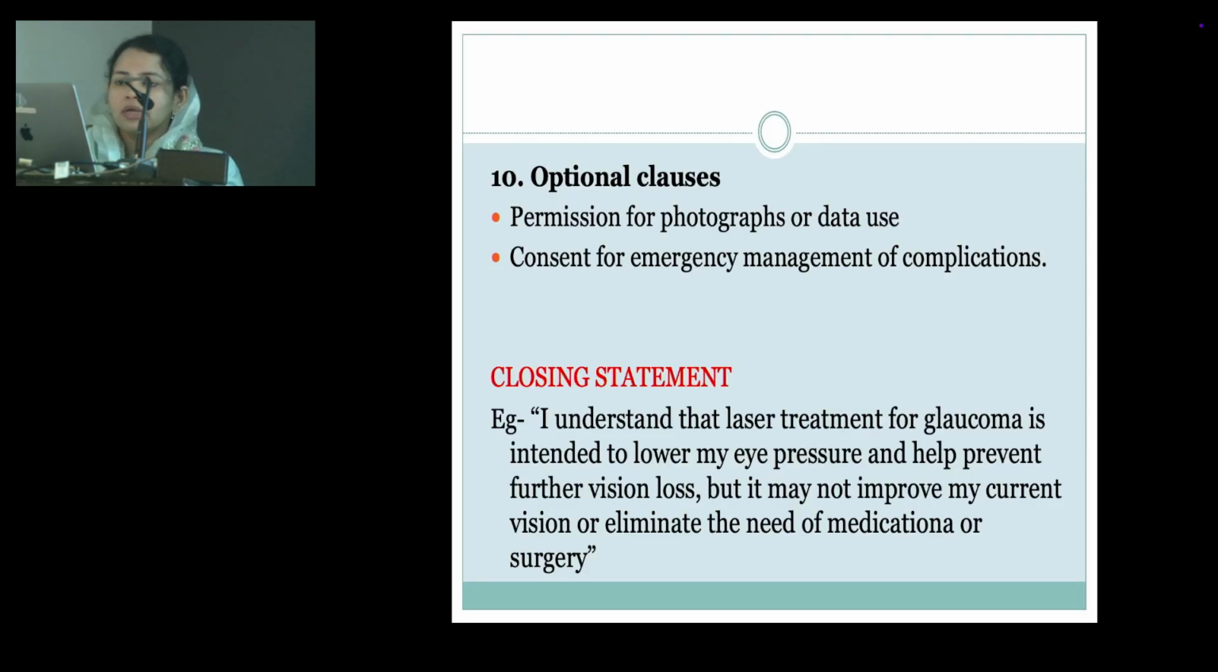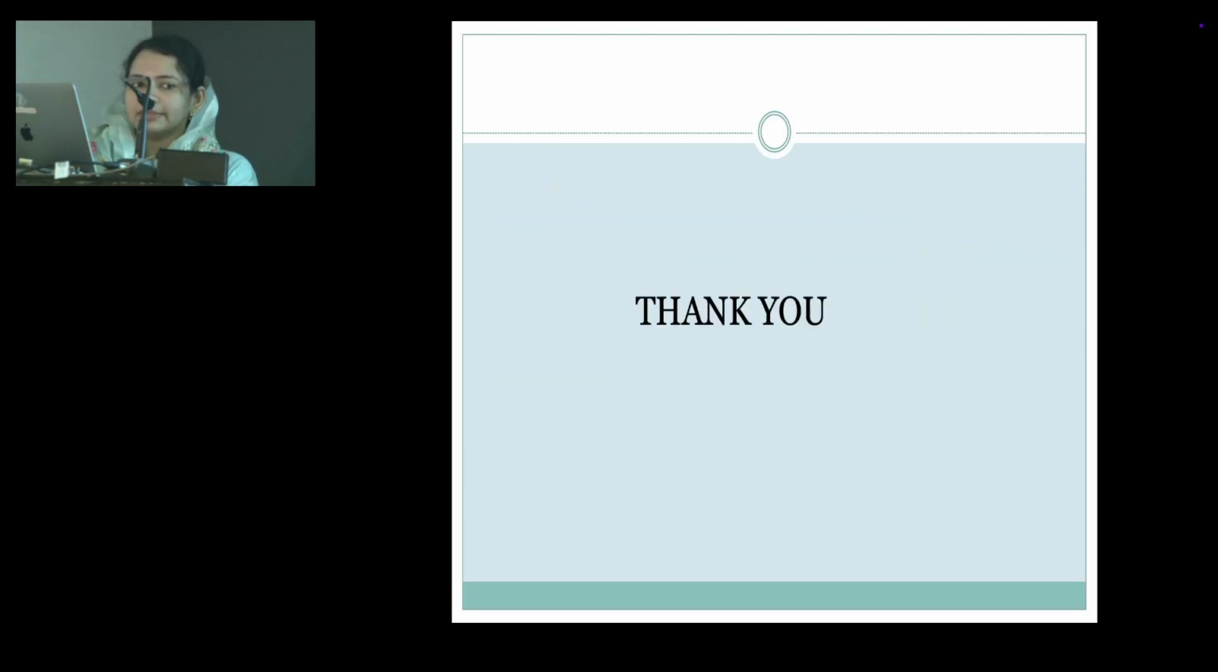And we have to take consent for the optional clause for any permission of photographs or data use, and consent for emergency management of complications. And there should be a closing statement. It should be like this: I understand that the laser treatment for glaucoma is intended to lower my eye pressure and help prevent further vision loss, but it may not improve my current vision or eliminate the need of medication or surgery. Thank you.